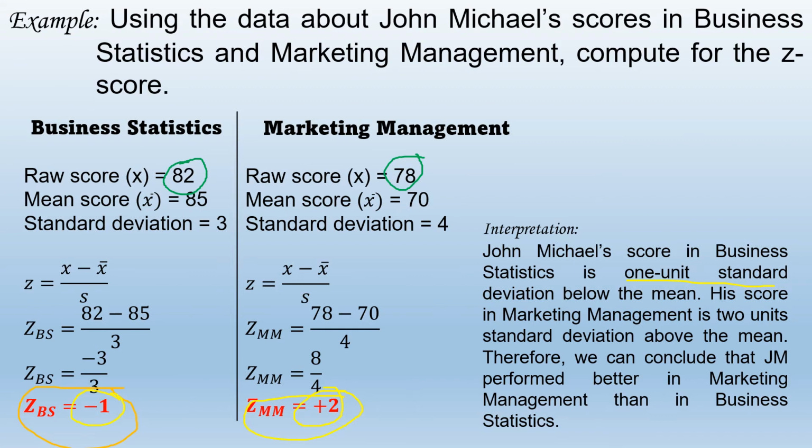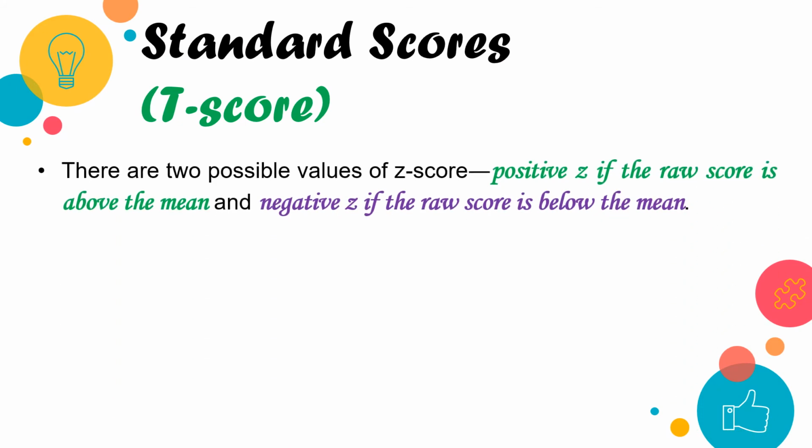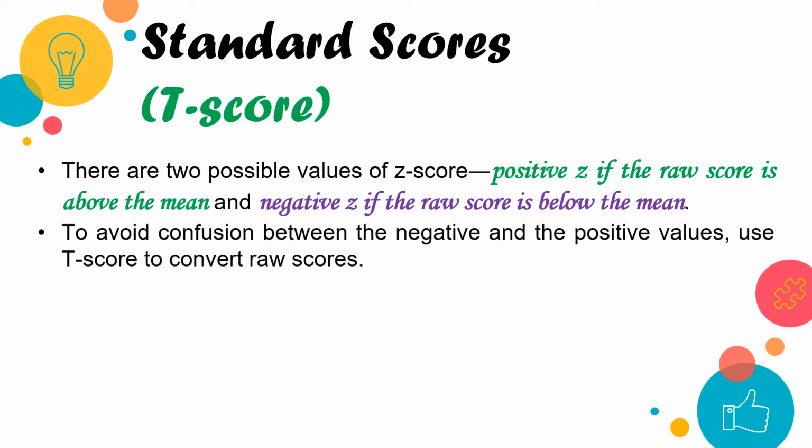Okay, let's proceed to the T-score. There are two possible values of z-score: positive z if the raw score is above the mean, and negative z if the raw score is below the mean. To avoid confusion between the negative and the positive values, use t-score to convert raw scores. So we have another method to convert your raw score to a standard score, which is by using t-score.